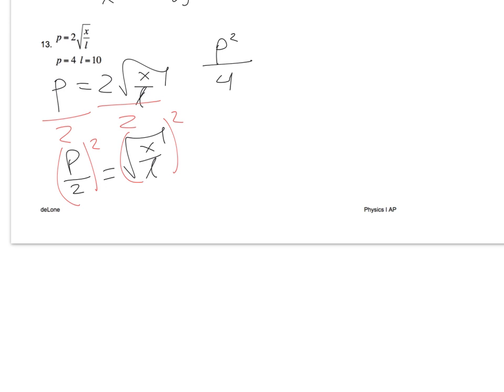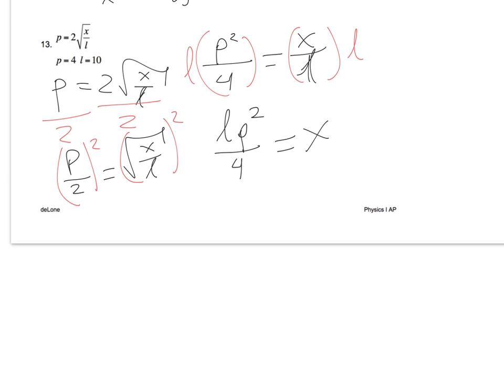Since it is two numbers divided, it's a fraction, I can go ahead and multiply or square the top and square the bottom. So that's going to be equal to x over L. To finish this off, you can either cross multiply or you can just multiply both sides by L, and then what you're going to be left with is L times p squared over 4 is equal to x.